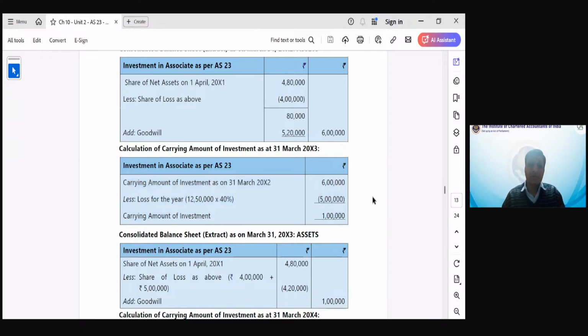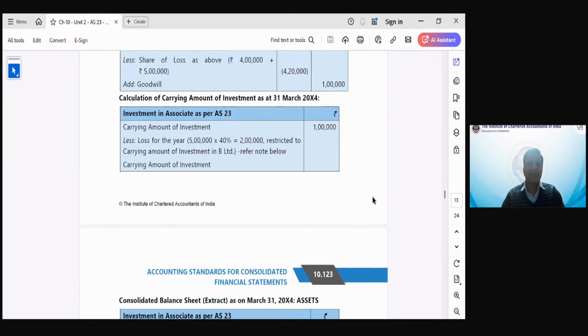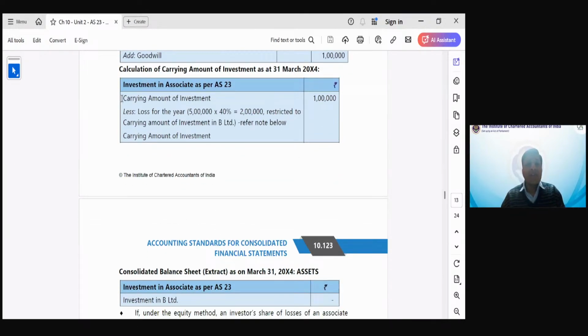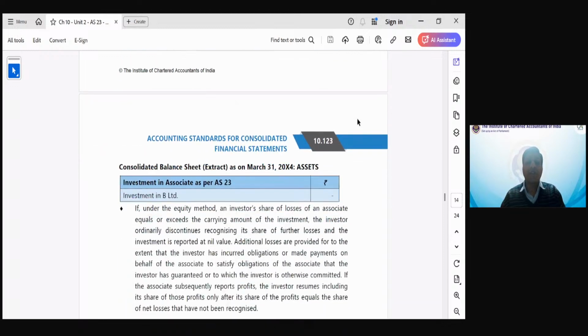So therefore, what will happen in this next year? We will start with the carrying amount of investment of 1 lakh, to which we will also allocate this loss of 2 lakh. But what do we need to do? Now we will have to restrict this loss, or you can say share in net assets, to the amount of cost of investment. Means cost of investment you will not make as zero. Okay, you will not make it zero.